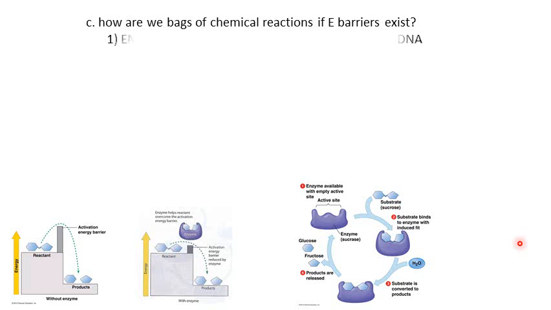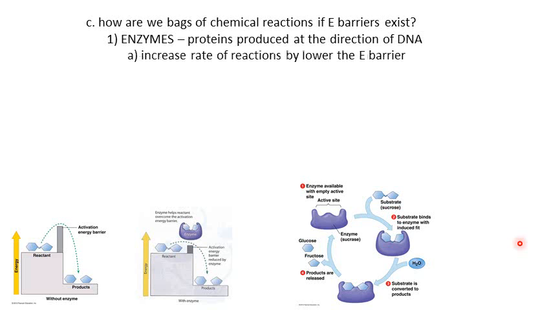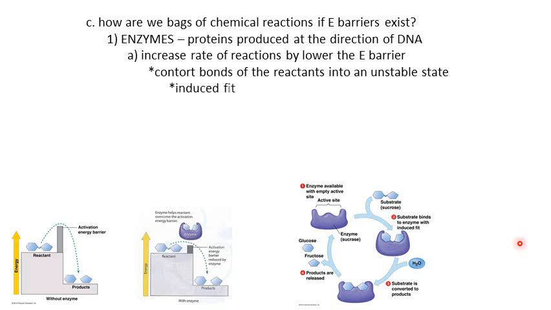Once again, it's all about enzymes. And by the way, enzymes are proteins that we produce at the direction of our DNA. What they do is lower the energy barrier, lower the wall, contort the reactants into an unstable state, add physical stress, and create electrical conditions to where the reaction is going to occur. The reactants are going to change.